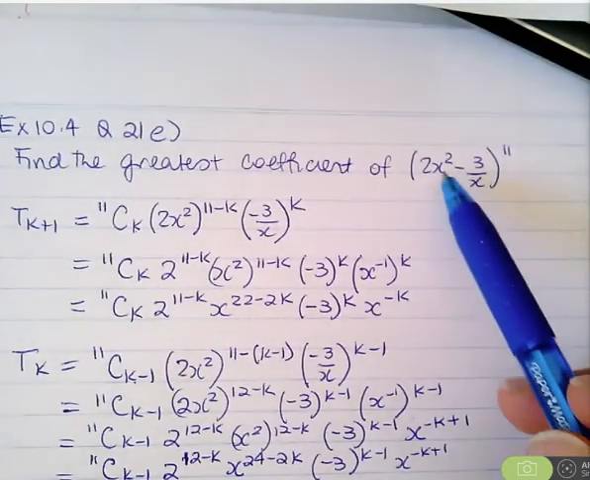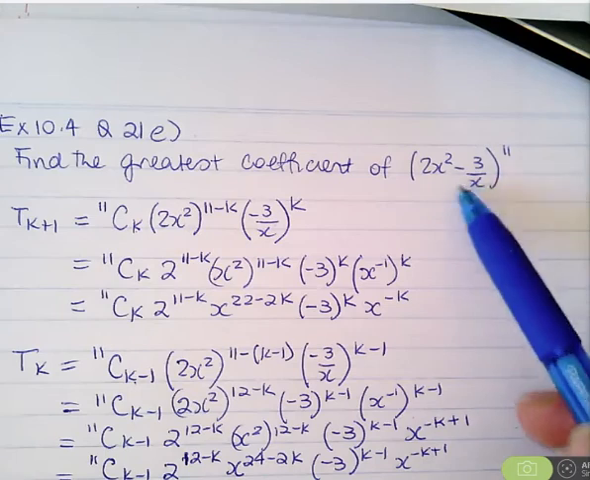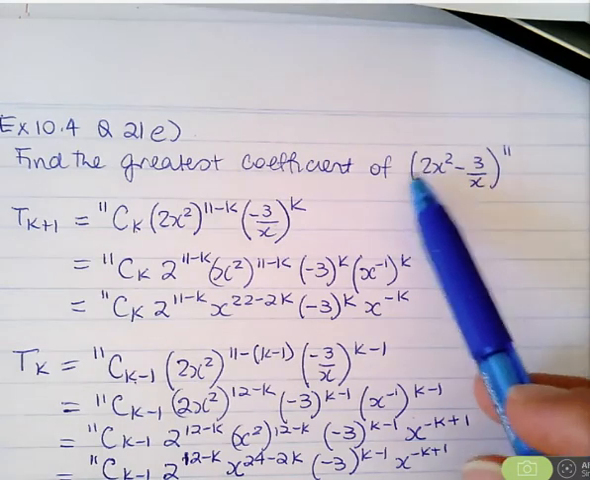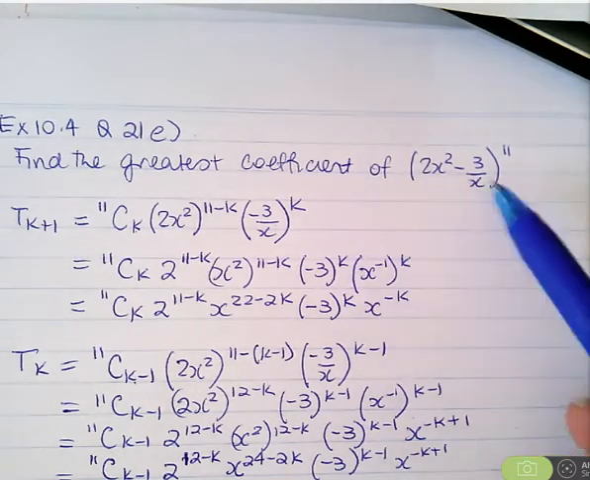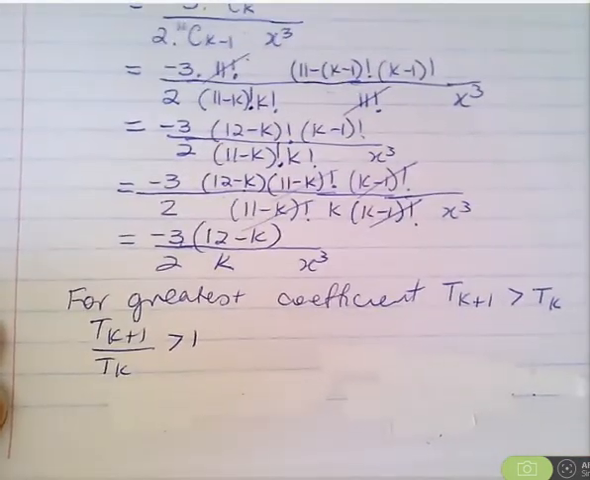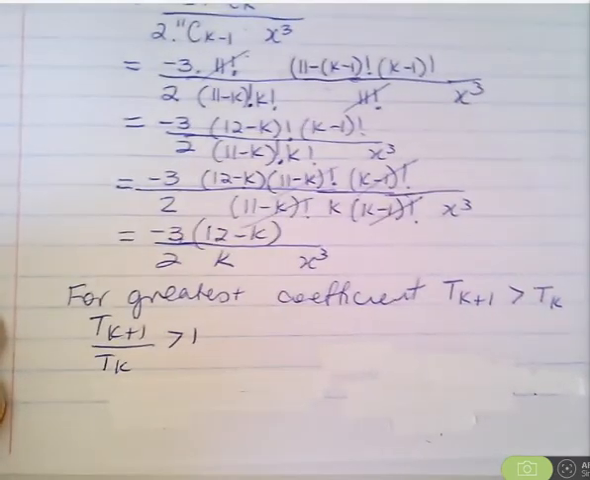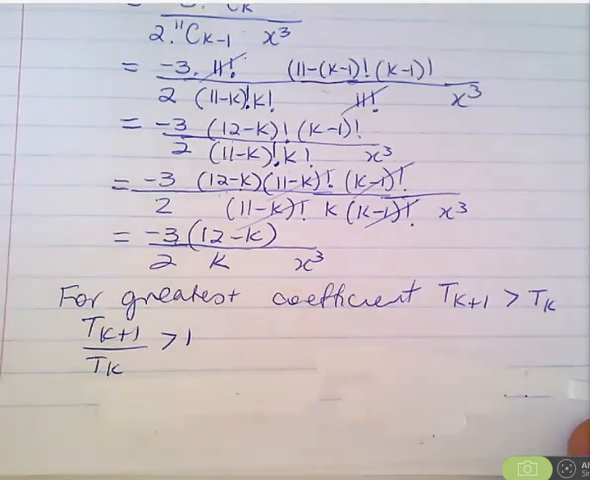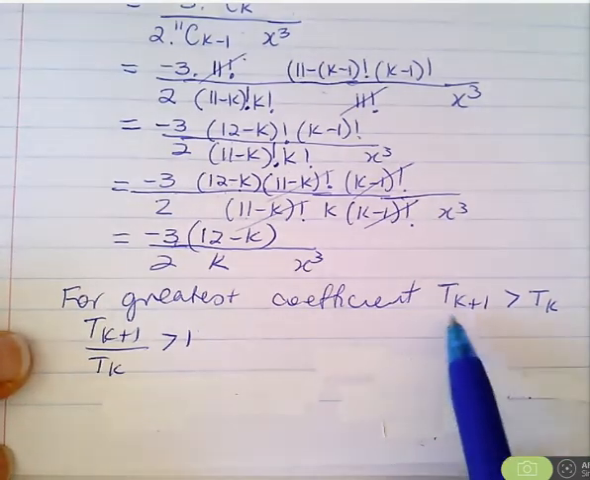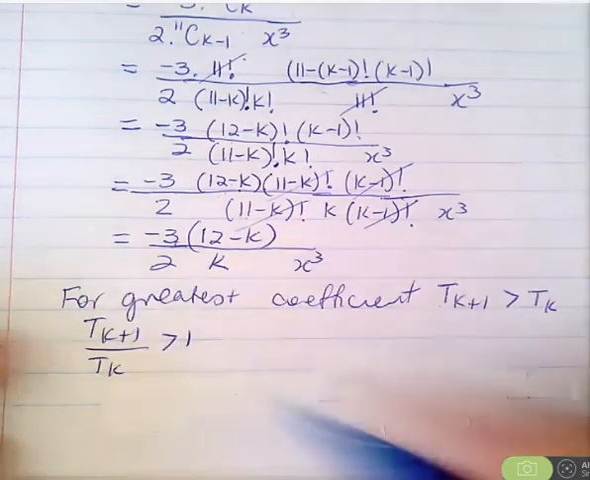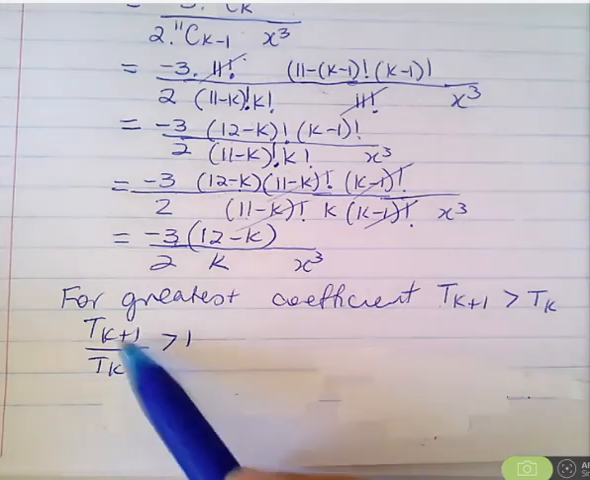Now, this question is slightly different. If you look up here, we've got 2x squared minus 3 over x to the power of 11. And notice that each term, if I was to write the expansion of this out, the first term would be positive, the second one would be negative, the third one would be positive, the fourth term would be negative, and so on. So what we need to do to find the greatest coefficient, what we really want is the greatest absolute value of the coefficient. So what we need here, we know that for greatest coefficient, t to the k plus 1 is greater than t to the k, or t to the k plus 1 over t to the k is greater than 1. But if one of these obviously is going to be a negative, so this won't be the case.